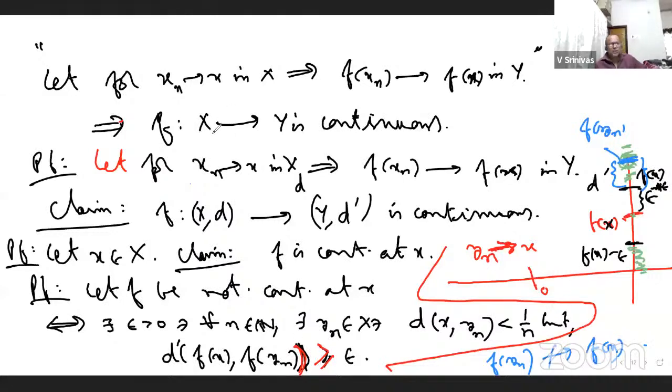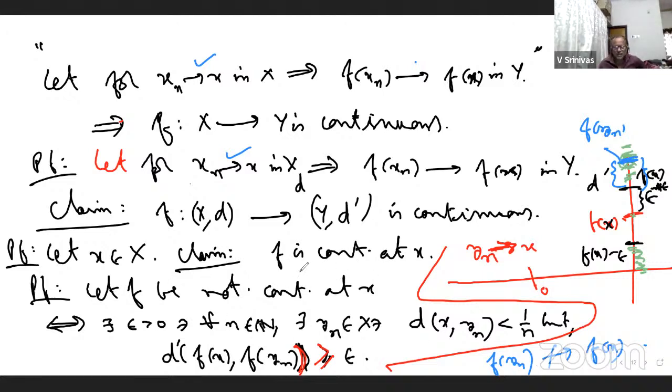So you could construct a sequence yn in capital X such that yn converges to x. This you have, but this you don't have: the images f of yn are not converging to f of x. The hypothesis says that if a sequence converges to x, the image sequence must converge to the image of the limit. But it is not happening. This is a contradiction to the assumption. Therefore, your claim is false.